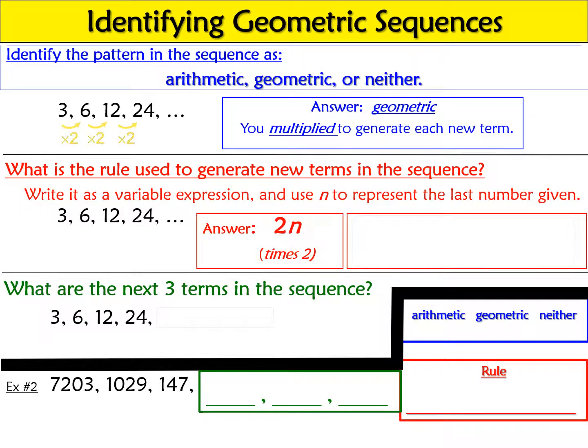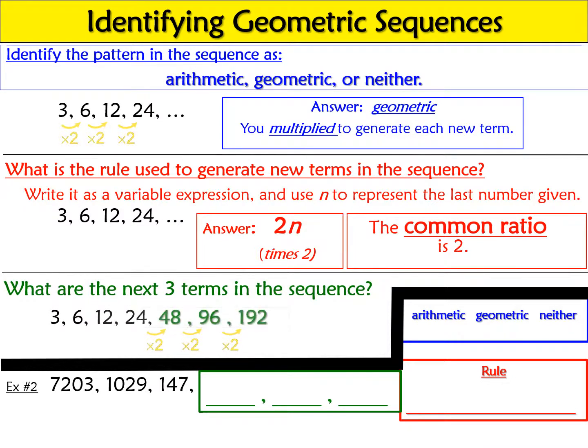So the rule used to generate new terms in this sequence is 2n. That means that the common ratio for this sequence is 2. In other words, we're multiplying by 2 to move forward each time. So of course, what will be the next 3 terms in the sequence? They're going to be 48, 96, and 192.